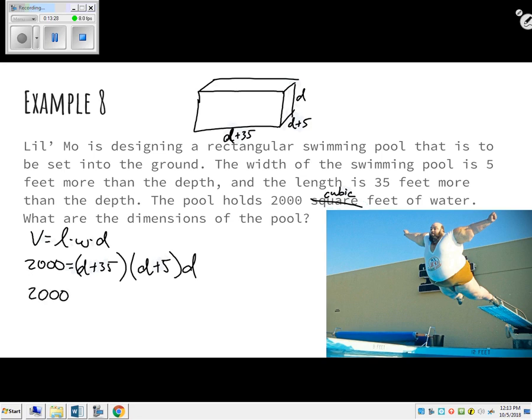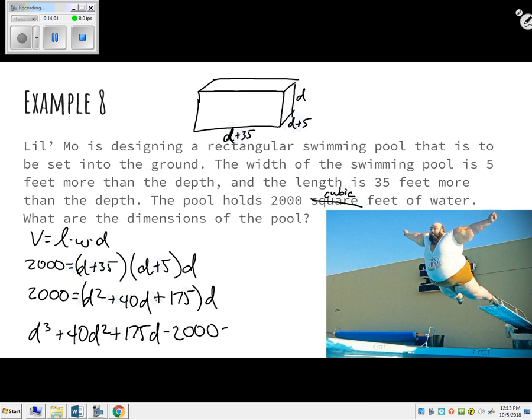So 2,000. First, outside and inside, 35 plus 5 is 40. Plus, 35 times 5, that's 175. Distribute this D through, and I'm going to switch sides as well to get it into standard form. D cubed plus 40 D squared plus 175D. Subtract 2,000 off the other side. Set that equal to 0. Looking for zeros of this, looking for solutions. What can I plug in for D in order for this to work?